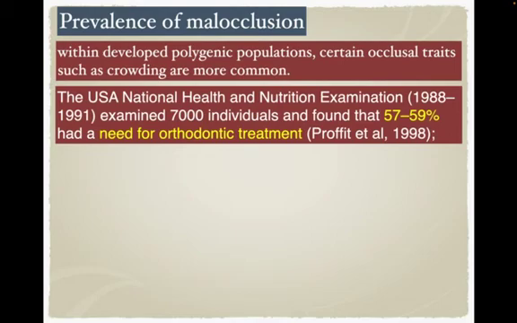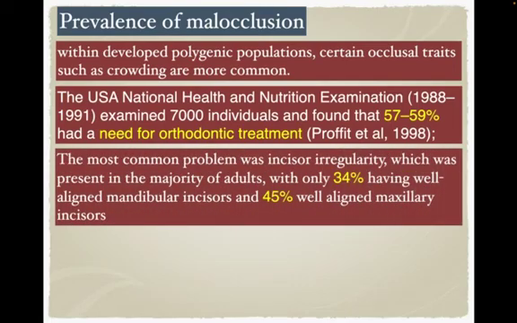Now in the US, the National Health and Nutrition Examination Survey examined 7,000 individuals, and they found that 57 to 59% of the population are in need of orthodontic treatment, which is a high prevalence. The most common problem was incisor irregularity, which was present in the majority of the adults, with only 34% having well-aligned mandibular incisors and 45% well-aligned maxillary incisors.